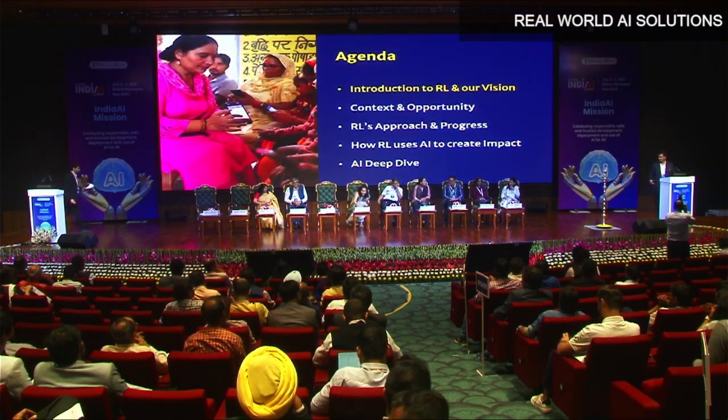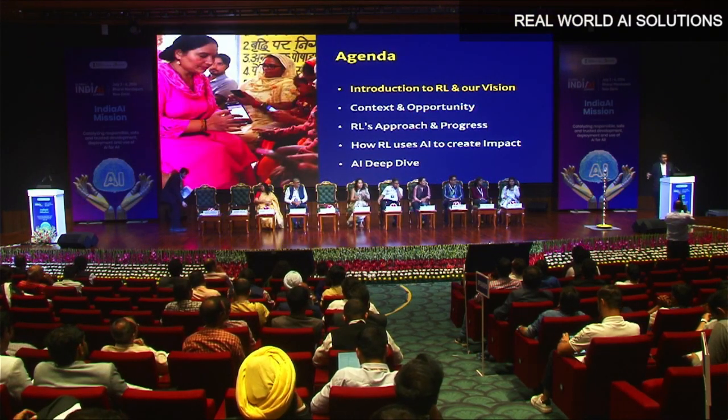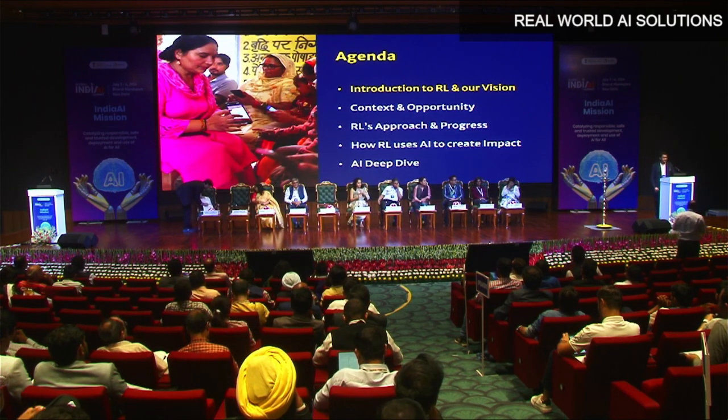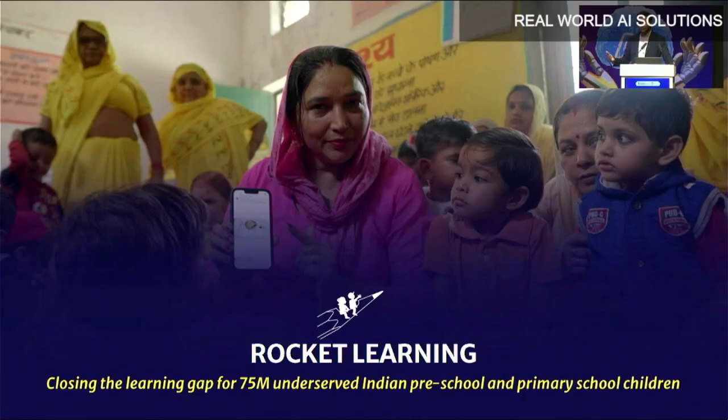Thanks so much. I think they've spoken a lot, and the principles that they've spoken about are true even for us, right? We're talking about real-world AI solutions, so let's talk about the real world really quickly. What Rocket Learning is doing is that we're an edtech non-profit. We're trying to close the learning gap for 75 million underserved preschool and primary children across India so that they can have the future that many of the underserved population missed out on, right?